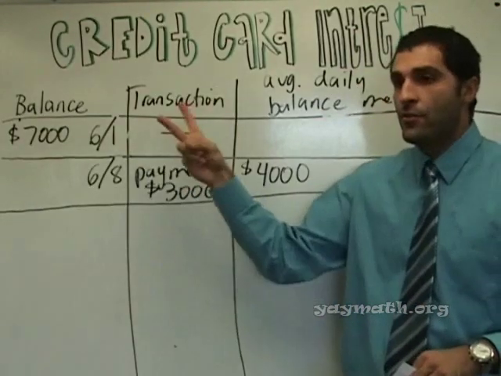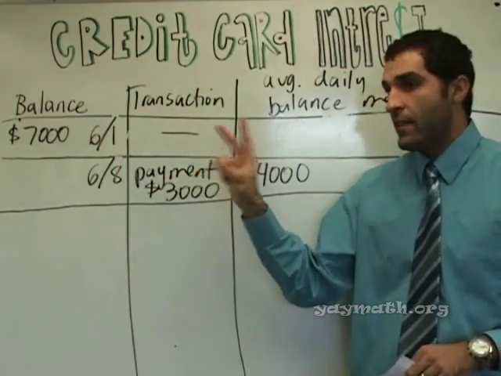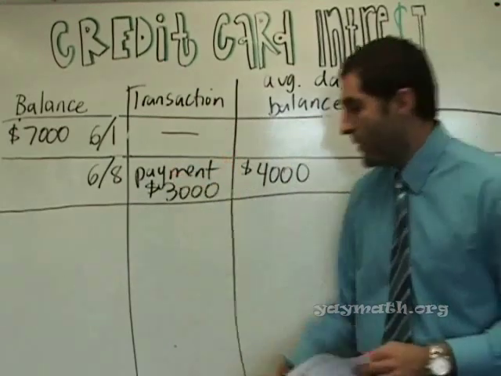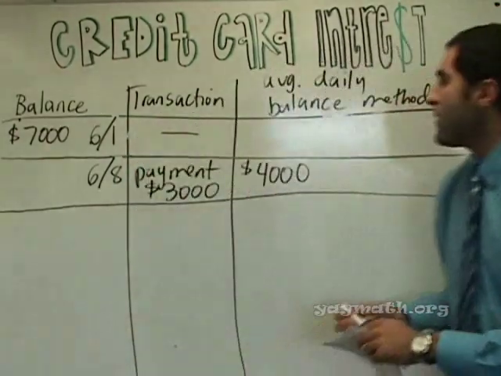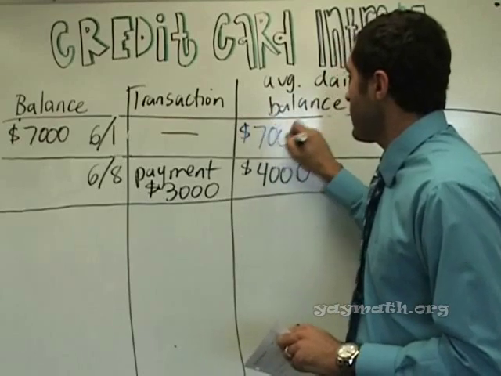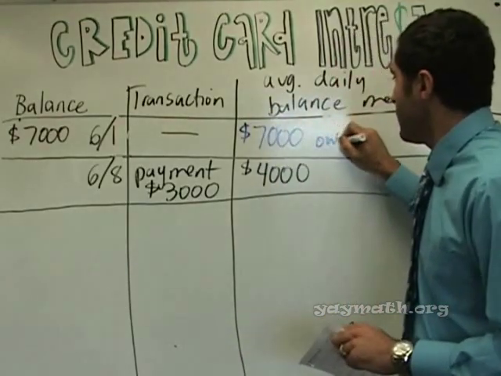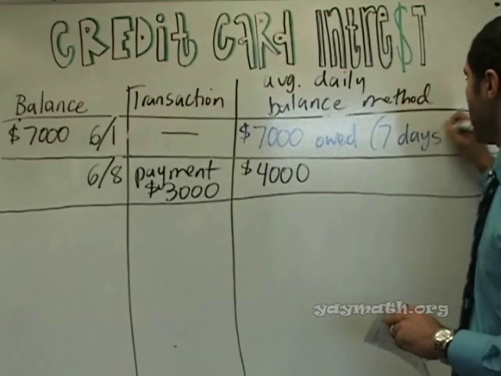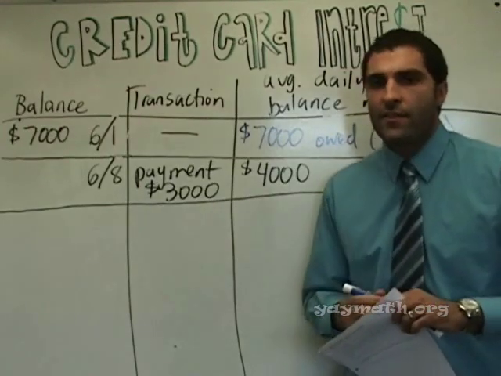You could say 1, 2, 3, 4, 5, 6, 7. That's the 7th day. And on the 8th day, we made a payment, so we don't owe $7,000 anymore. So I'm going to write here: $7,000 owed, 7 days. So for 7 days, we owed $7,000.